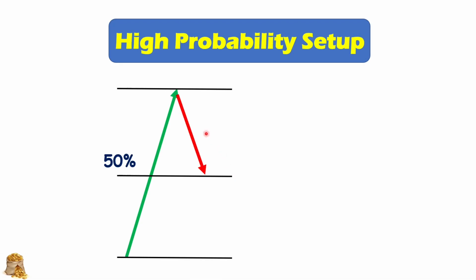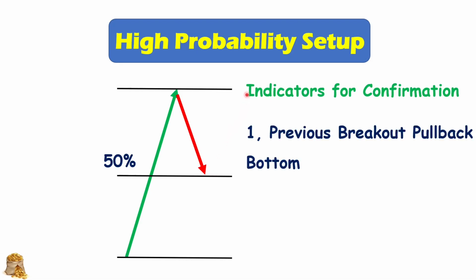And then when the market goes back to test the 50% retracement level, here is the key to this high probability setup. We want to wait for indicators for confirmation before we decide the market will resume the previous trend. There are two types of indicators. The first one is the previous breakout pullback bottom. Here is the bottom for this uptrend.